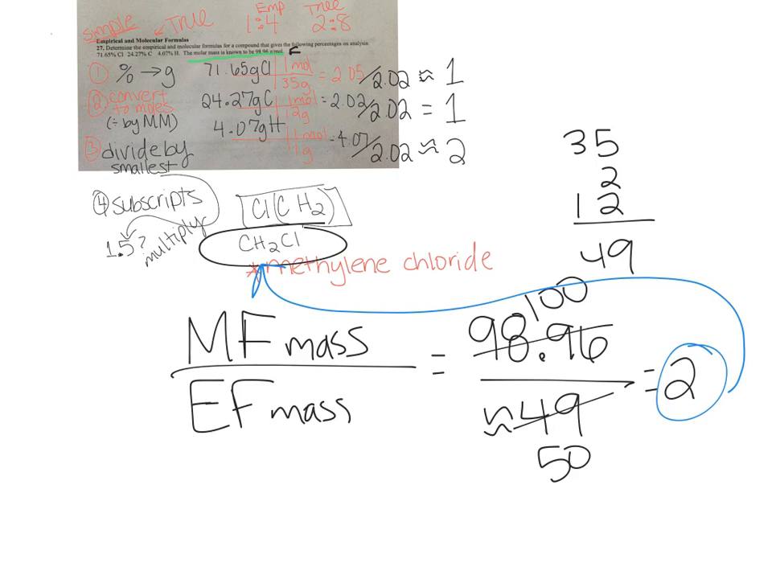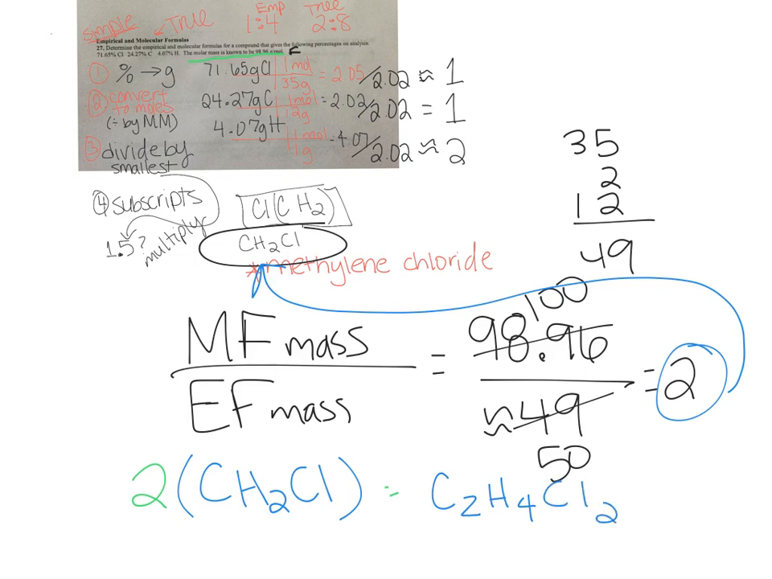So what this ends up being is we have our CH2Cl. I'm going to multiply everything by that 2. And so now we're going to have C2H4Cl2. And this one, you might have to double check me on this, but I think it's dichloroethane. Okay? And so that is how you're coming up with your molecular formula using your empirical formula.